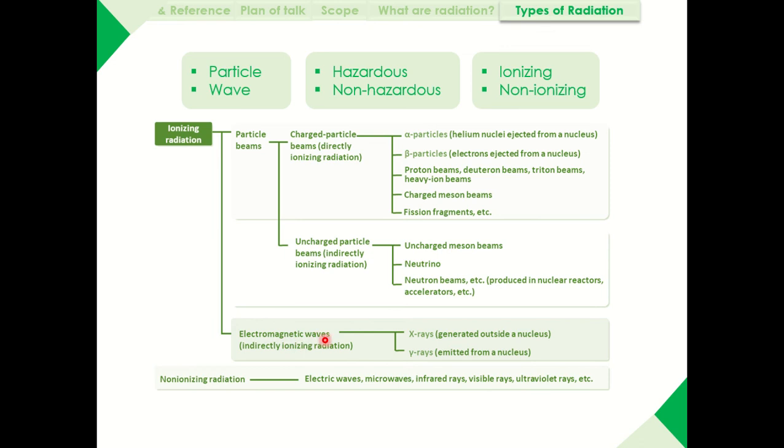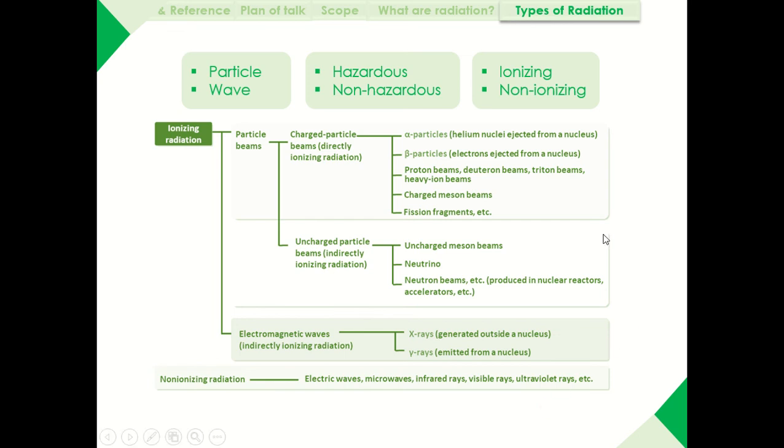That means it has a waveform as well, which is indirectly ionizing radiation, like X-rays. X-rays are generated outside the nucleus, that means they are produced in the orbitals of electrons. An electron leaves one orbital, ejected by some source, and then there is a radiation emission that is called X-rays. Of course, we will have a more detailed discussion on all of this. Then non-ionizing radiation is classified as electric waves, microwaves, infrared waves, visible rays, and ultraviolet.